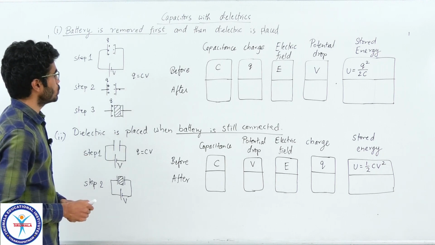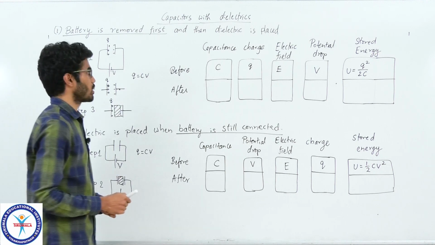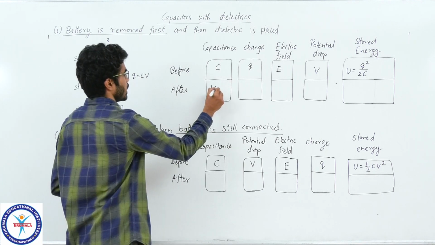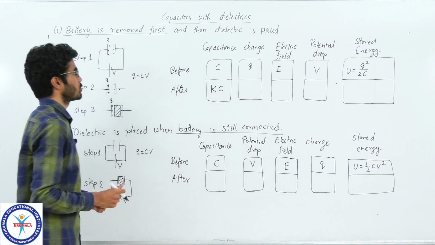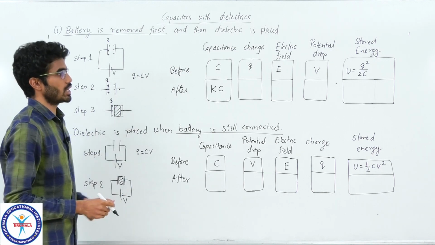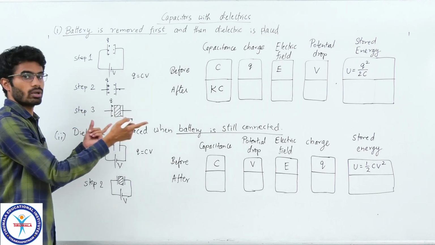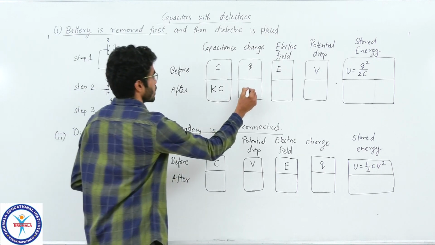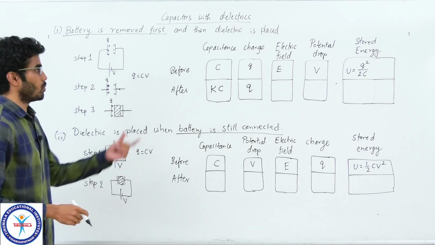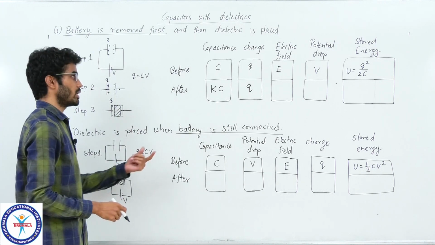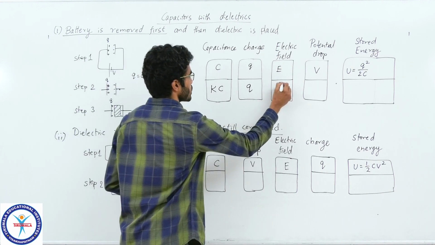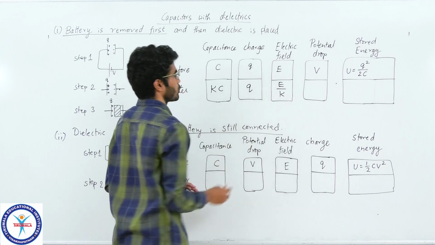Between the capacitor plates, we fill the space with the dielectric material completely. Now what happens to capacitance? We have already seen this. The capacitance improves by K times, where K is the dielectric constant of the dielectric used. What happens to charge? Because the circuit is open, the charge cannot go anywhere, so the charge remains the same. And by definition, what happens to the electric field? The electric field reduces by K times. So the new electric field will be E by K.